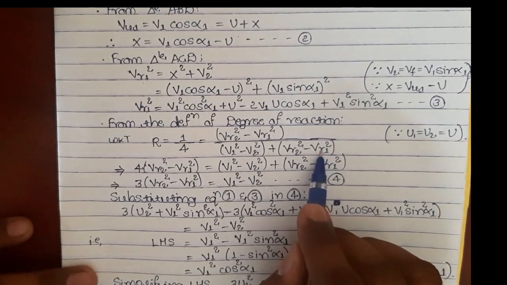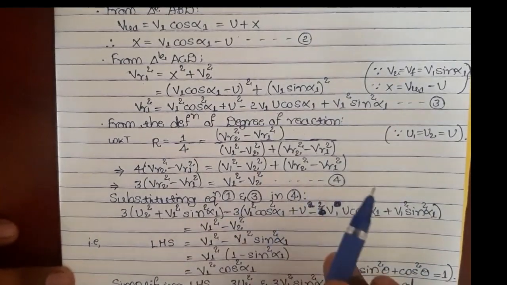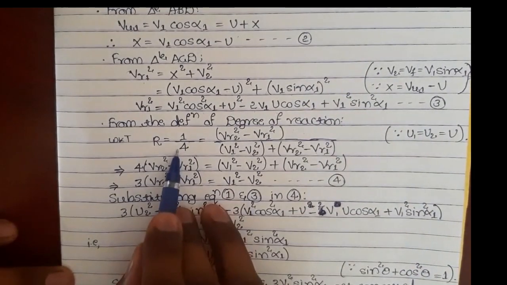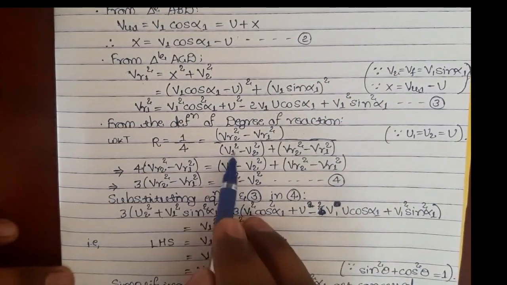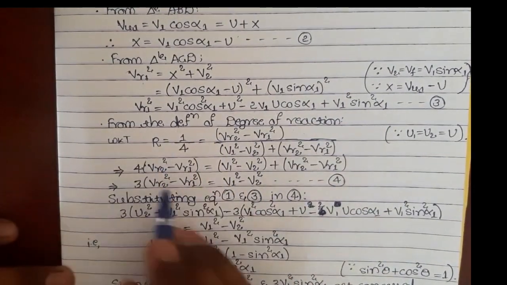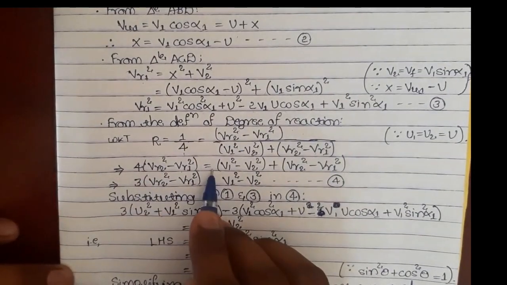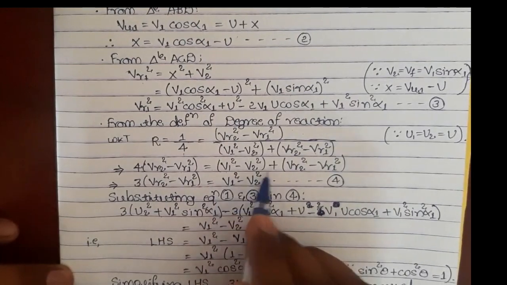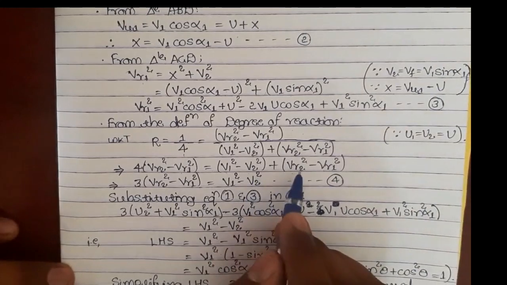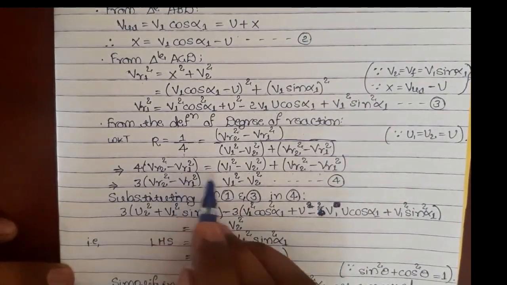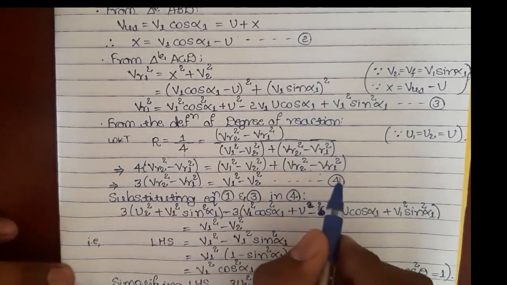So this is from the definition of the degree of reaction, I shall write this formula directly. Now I know the value also, 1 by 4. Now modifying this, taking 4 on that side and getting the denominator into the opposite numerator. So I shall write 4 into VR2 square minus VR1 square should be equal to V1 square minus V2 square plus VR2 square minus VR1 square as it is. Right? So now getting this term into this side.